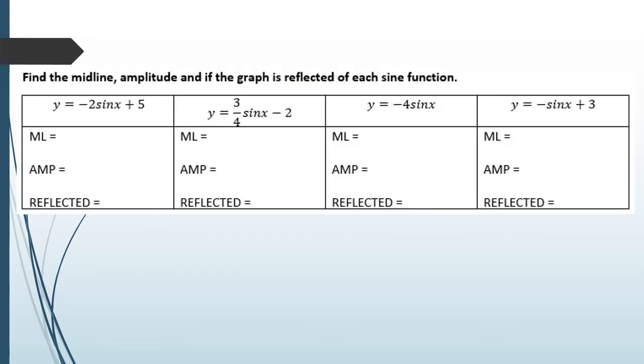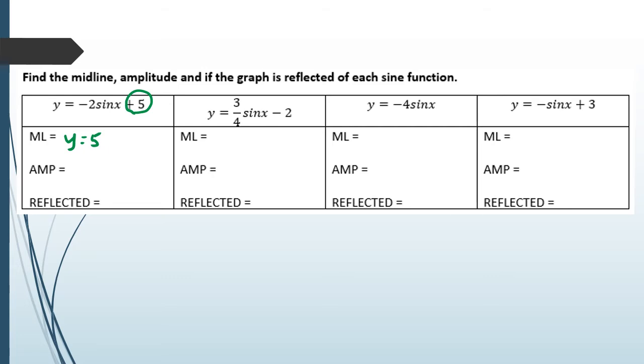So knowing what we just learned, take a look at what we have here. So we want to find the midline, amplitude, and if the graph's reflected or not. Okay, so remember the midline deals with this value out here. So remember it is a line, so it must be Y equals 5.